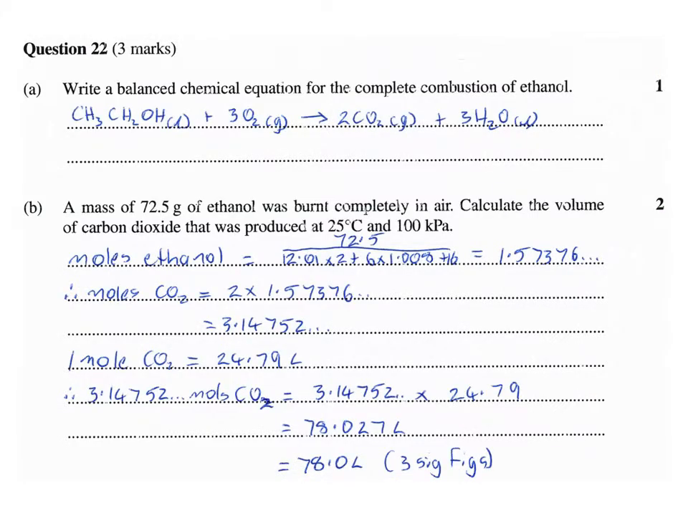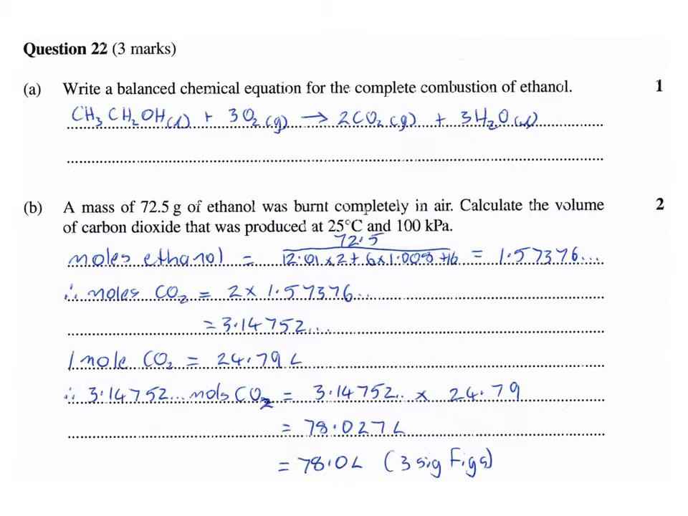Okay, here we have the 2003 HSC question to do with molar volumes of gases. First thing to do, write a balanced chemical equation. It's pretty straightforward. We've got ethanol, CH3CH2OH. I write it that way rather than C2H6O because it gives an idea of the actual structure of the molecule, but you don't have to do it that way. Plus 3 O2 is going to give 2 CO2 plus 3 H2O, including all of the states.